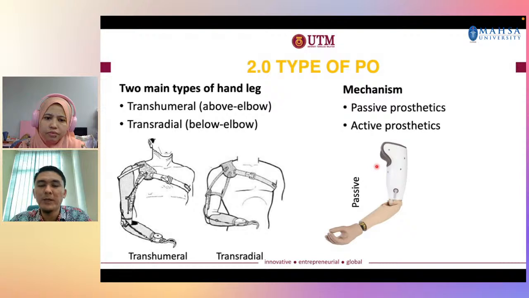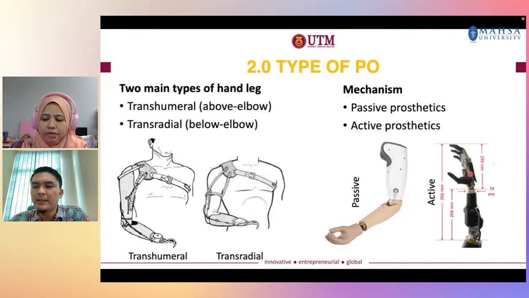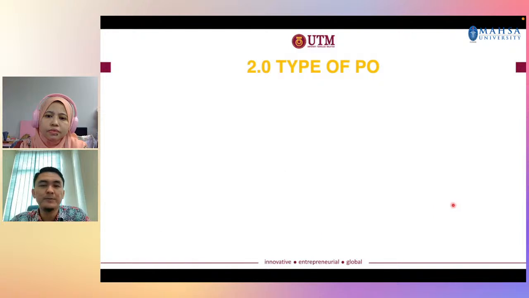Once the patient is wearing the prosthetic hand, in order to move the elbow, for example, they have to push some other angle to make sure that the elbow is moving. So normally we call it body empowerment. And then the active one involves many electrical parts, including sensors, for example, wires, motor and battery.